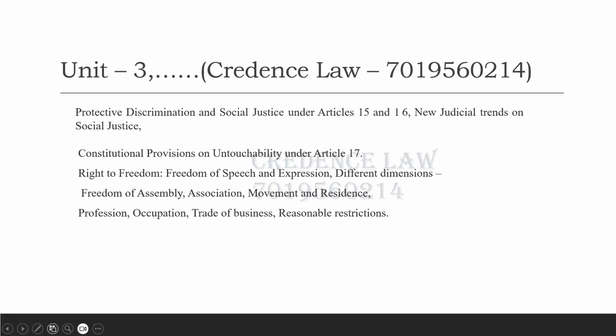And then there is Article 17, which deals with abolition of untouchability. Article 18 is abolition of titles, may be important for the short note. And then comes Article 19. Article 19 is covered in chapter 3, unit 3 of the syllabus.